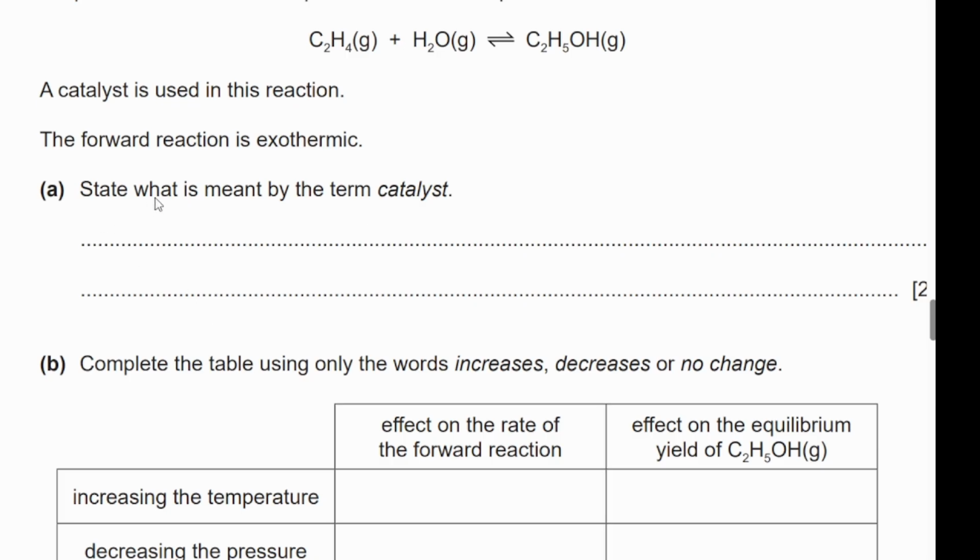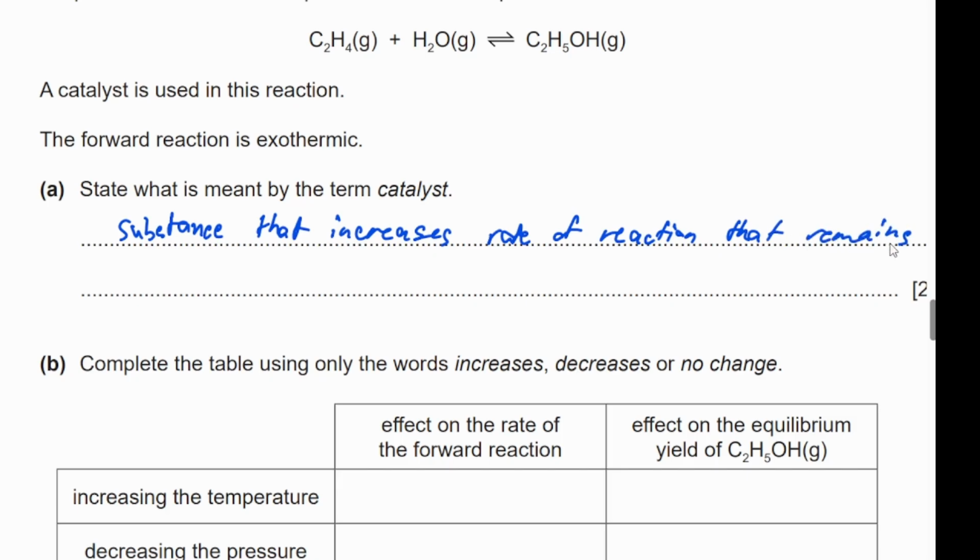A catalyst is a substance that increases the rate of reaction that remains unchanged after the reaction completes. So it speeds up the rate of the reaction, but is unchanged once the reaction is completed.